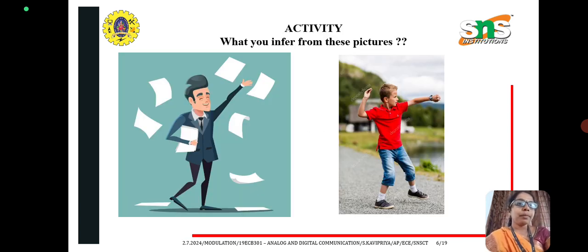This diagram infers that in the first picture, the person throws the paper, but the paper does not reach greater heights. Whereas in the second picture, the person combines the paper with a stone and throws it. So now the paper can reach a long distance. The stone is the carrier signal and the paper is the message signal. When we combine the carrier and message signal and transmit, it can travel over a long distance. That is the concept behind modulation.